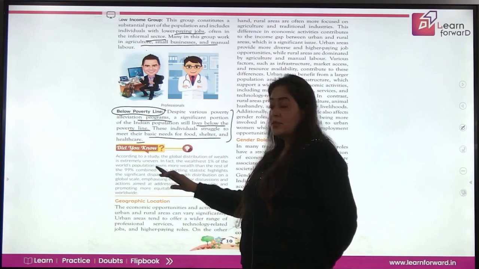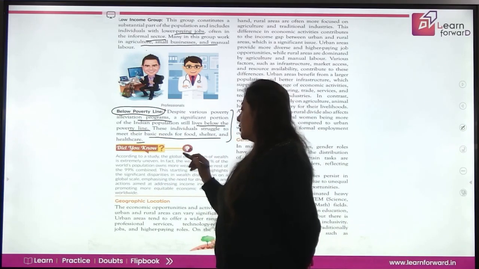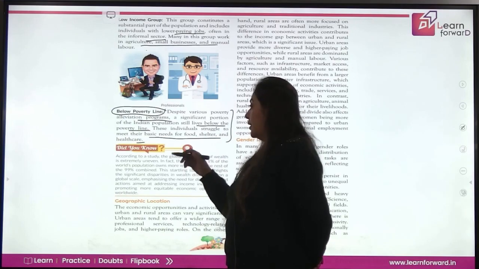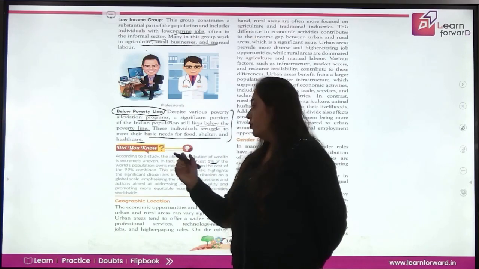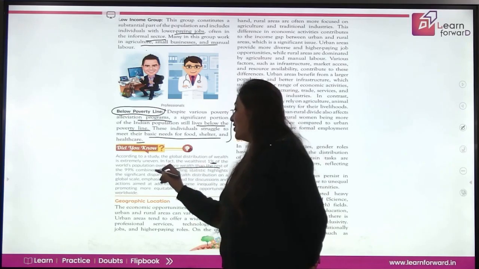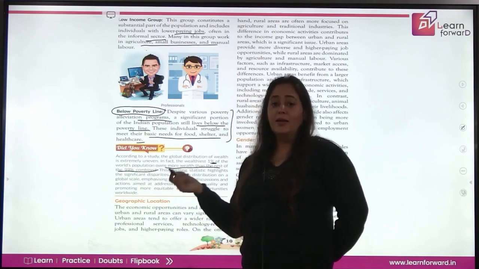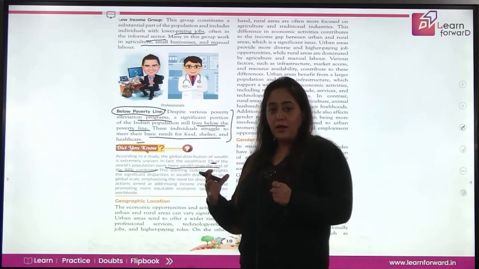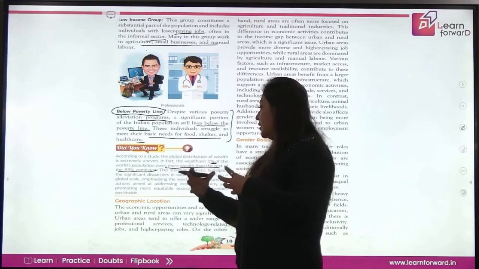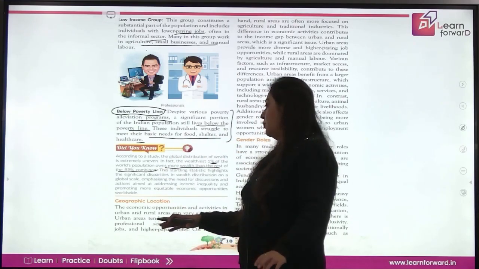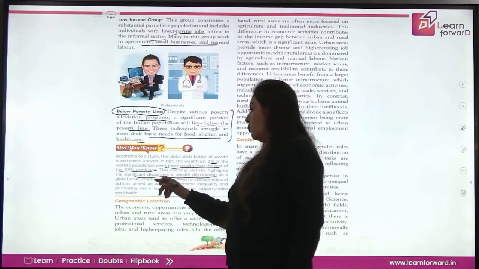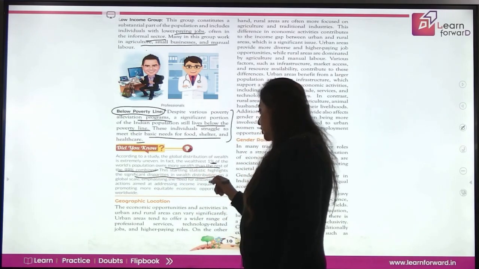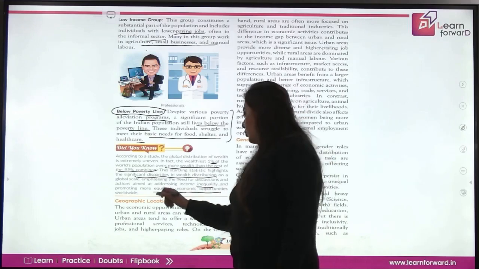Now let's understand this. This is very alarming, but let's study this. According to a study, the global distribution of wealth is extremely important and it is very uneven. In fact, the wealthiest 1% of the world's population owns more wealth than the rest of the 99% combined. Very ironical, but yes, that's true. This startling statistic highlights the significant disparities in wealth distribution on a global scale, emphasizing the need for discussion and actions aimed at addressing income inequality and promoting more equitable economic opportunities.